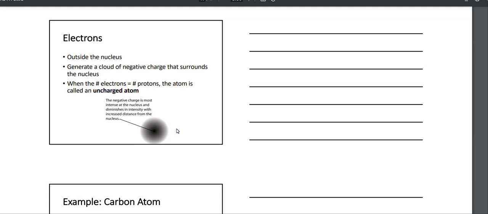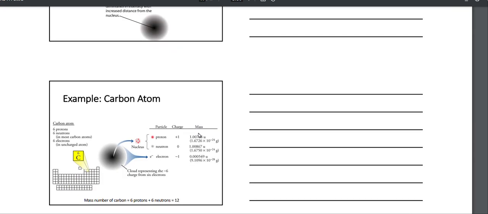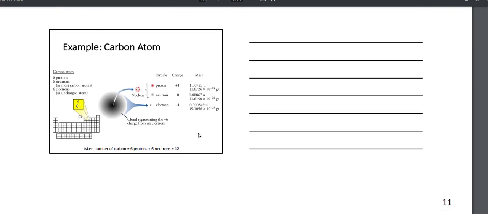The reason for that is because the positively charged particles in the nucleus attract the electrons all the time and keep the electrons concentrated closer to the center. The farther away you go from the center, the less density of electrons exists. Okay? And this has to do with positive versus negative charge.